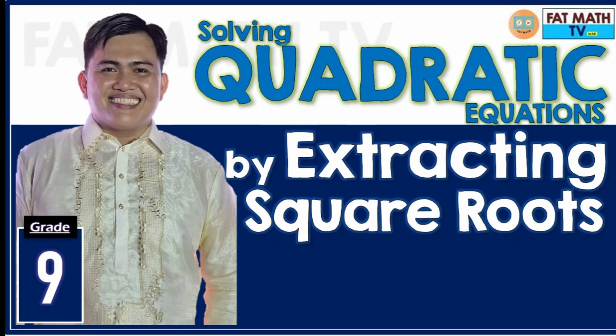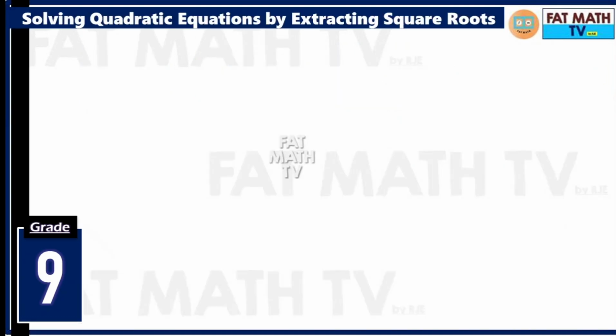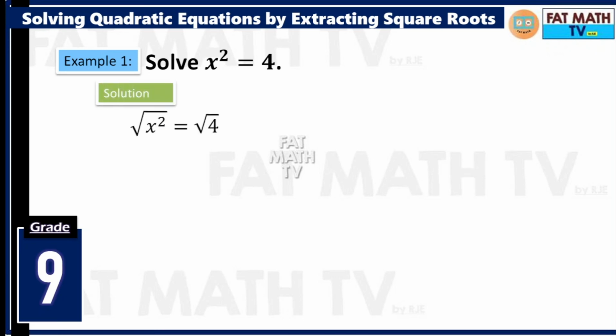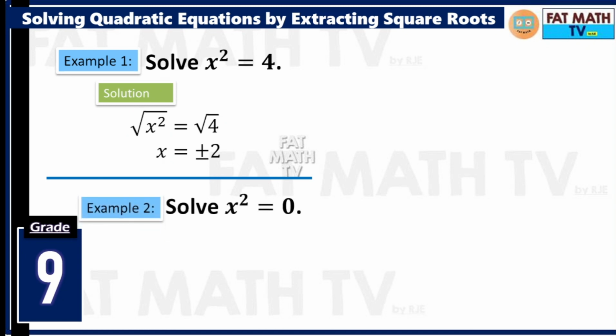Solving quadratic equations by extracting square roots. Example: solve x² = 4. This is a quadratic equation, so we will solve it by extracting square roots. We take the square root of both sides of the equation. The square root of x² is x, and the square root of 4 is positive or negative 2. So x can either be positive 2 or negative 2.